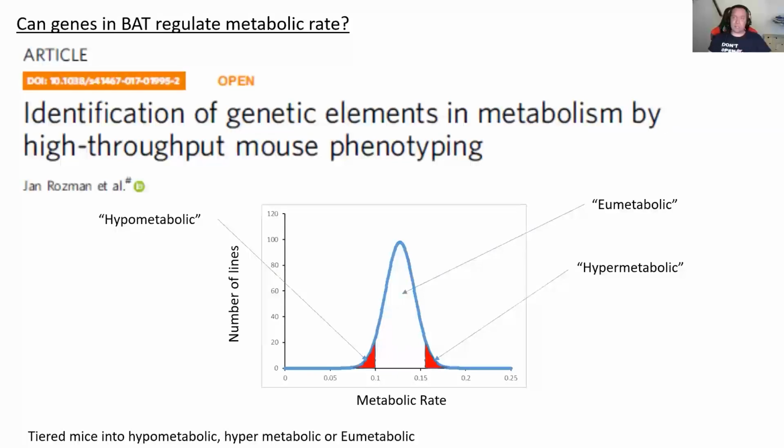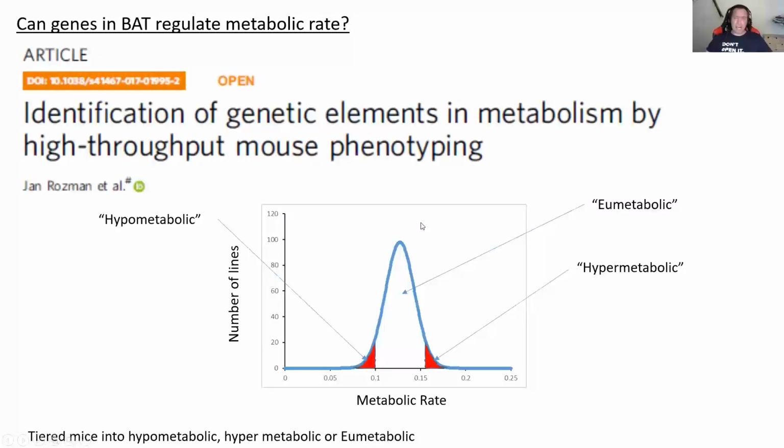And what they did was they took thousands of lines that they'd phenotyped, and about 1,000 of them had gone through calorimetry. They calculated metabolic rate correctly using a variation of ANCOVA. Then they plotted the normal distribution of metabolic rate in these animals and looked at the extremes. They classed the top 5% of these lines as hypermetabolic, the bottom 5% as hypometabolic, and the 90% in the middle as eumetabolic.